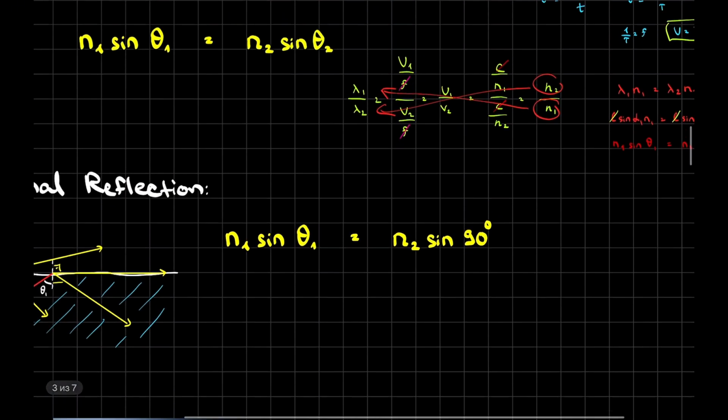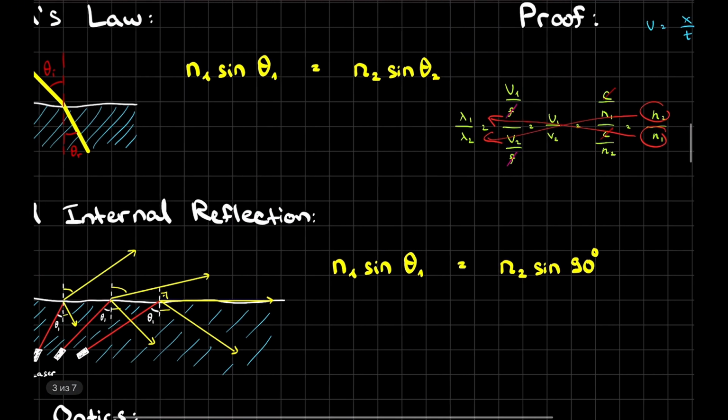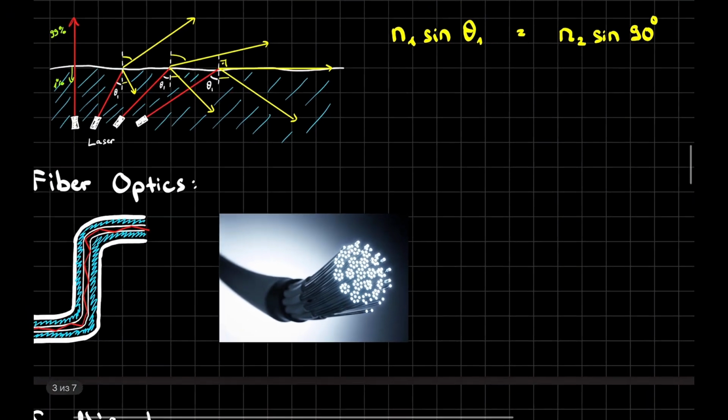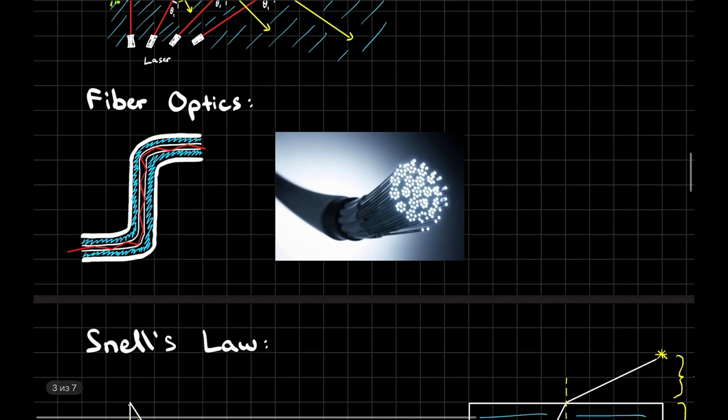We don't need to prove it yet because it comes from Snell's law. And at a certain point, this angle gets refracted so much it becomes 90 degrees, right? And where do we use it? We use it in fiber optics.